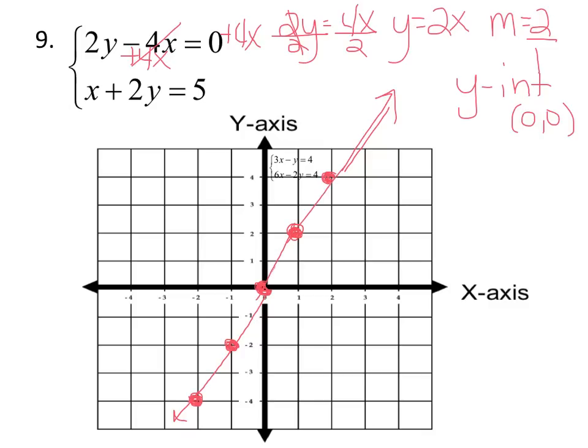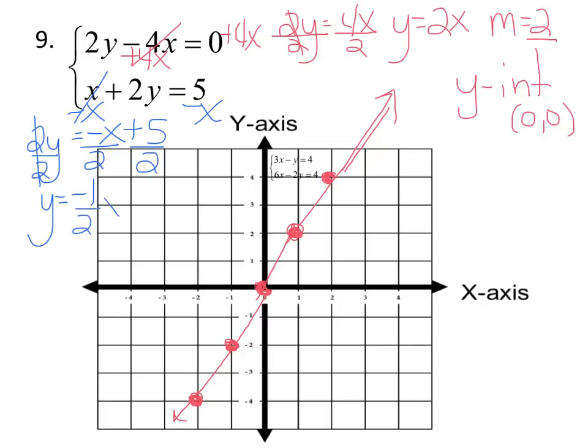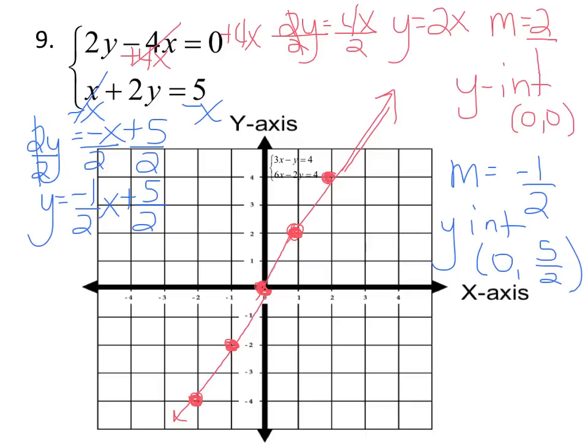Okay. And then here we're going to subtract x from both sides. And then we have 2y is equal to negative x plus 5. And then we're going to divide by 2. So we get y equals negative 1/2 x plus 5/2. So our slope is going to be negative 1/2. And our y-intercept is going to be 0, 5/2, which is 2.5.